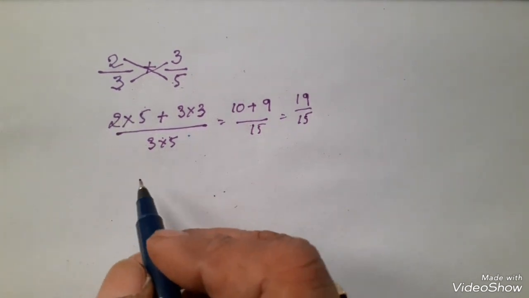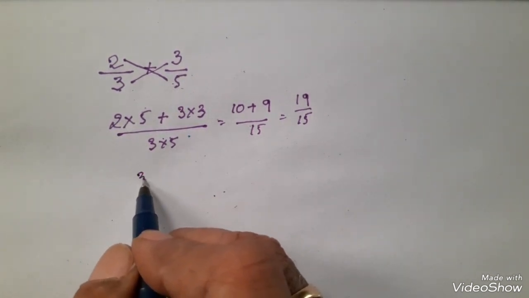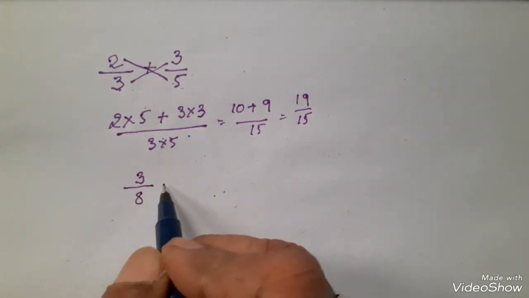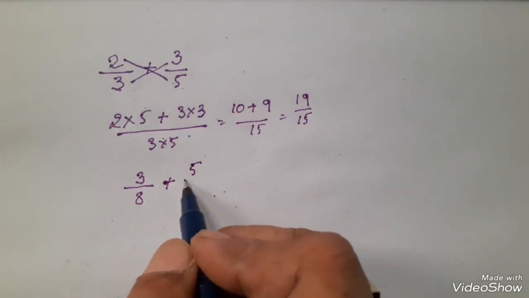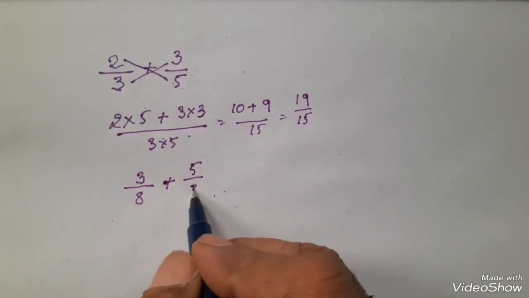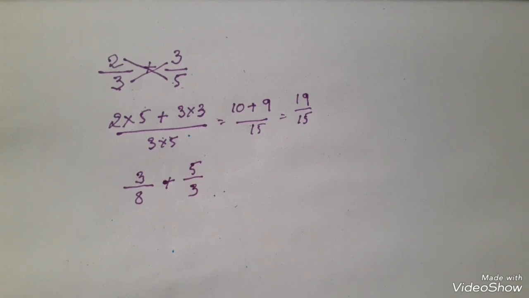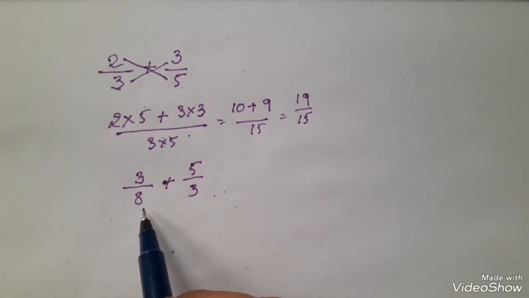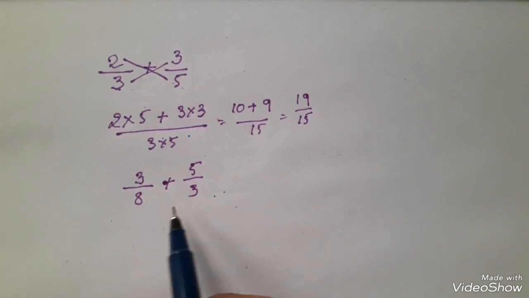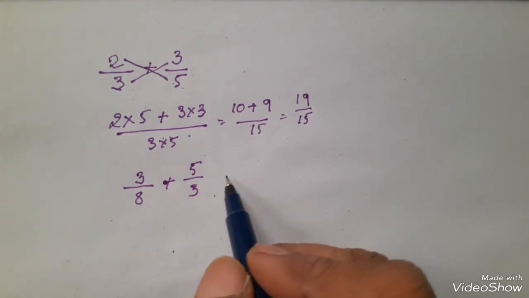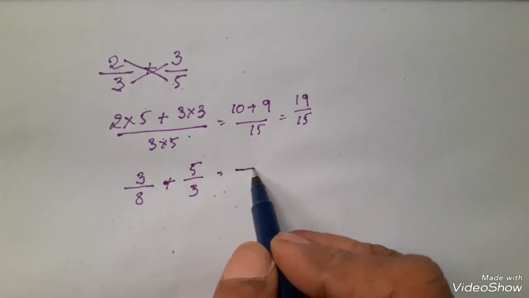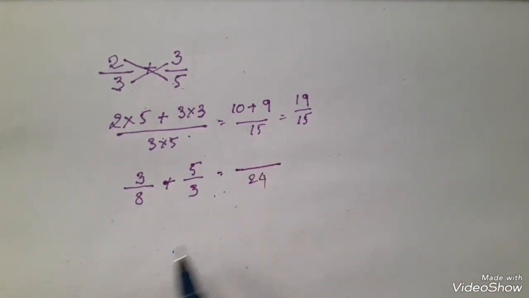For example, you see one more example. 3 by 8 plus 5 by 3. So here also 8 and 3, there is no common factor. So you take the LCM of 8 and 3. What is the LCM of 8 and 3? Simply you take their product. 8 into 3, 24 is the LCM.